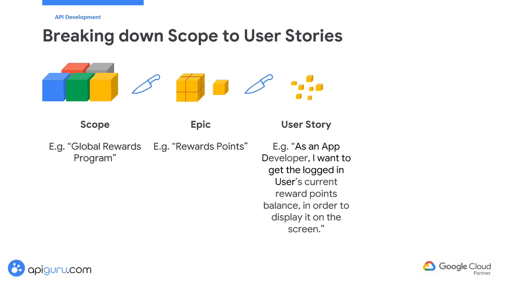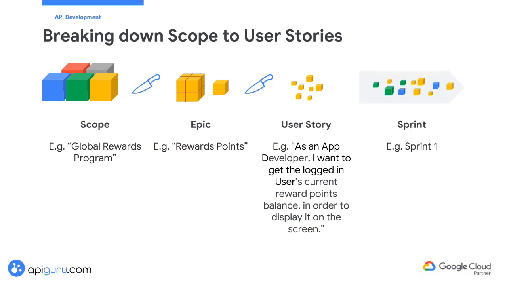A user story represents a specific deliverable such as a single API or a particular operation, like a GET or POST request. For example, we may have one user story for the epic rewards points to get the user's current rewards point balance. Each user story must be clearly defined to guide API developers in coding and QA in testing.